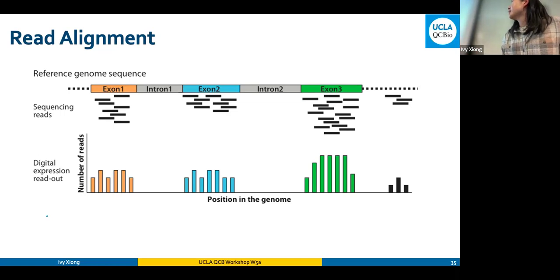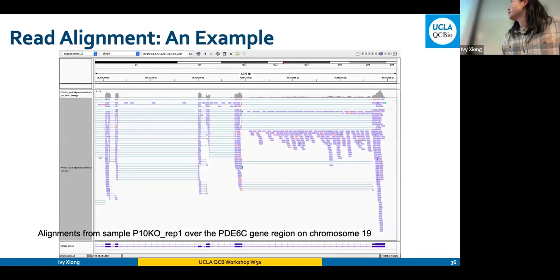That's pretty much the idea of the alignment process. We have a lot of software to do that nowadays, so for us it's less of a concern. This is what it usually looks like. We are looking at a genome browser view of a segment on chromosome 19, and we're looking at a region within a gene, PDE6C.